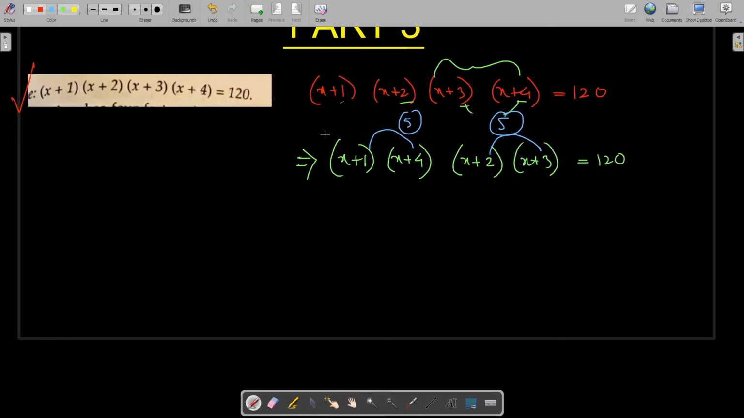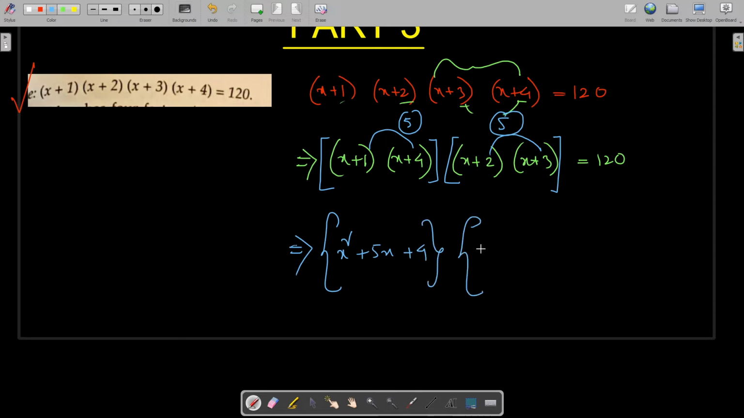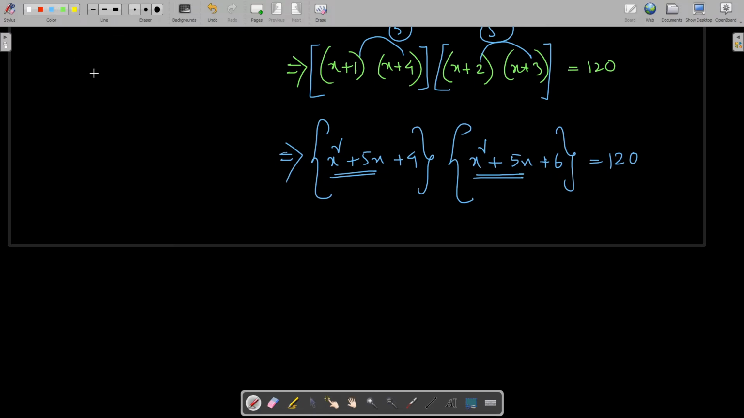Now since we have grouped them, we will multiply them in that order. The first one, we will get x square, then 4 plus 1, 5x, plus 4 into 1, 4. Next we will get x square, 3 plus 2, 5x, plus 3 into 2, 6, equals 120. Now if you have noticed, we got something common in both the multiplications. Let's assume this part, x square plus 5x, as y. Now what will be the equation? We will get (y + 4)(y + 6) equals 120.